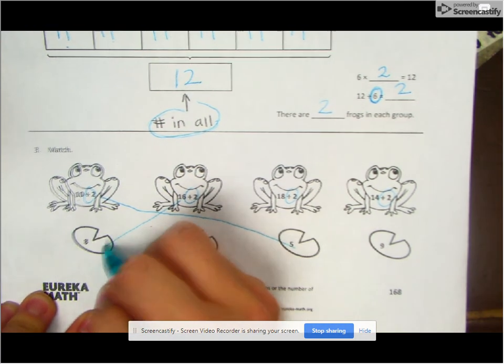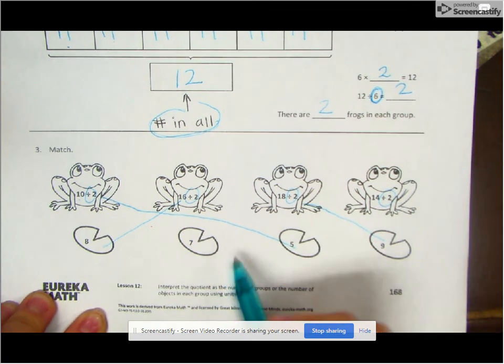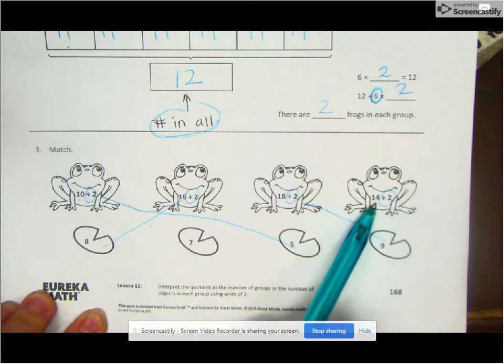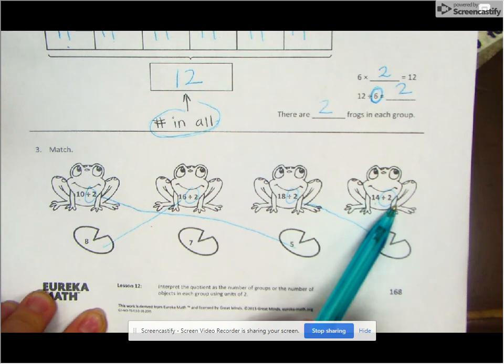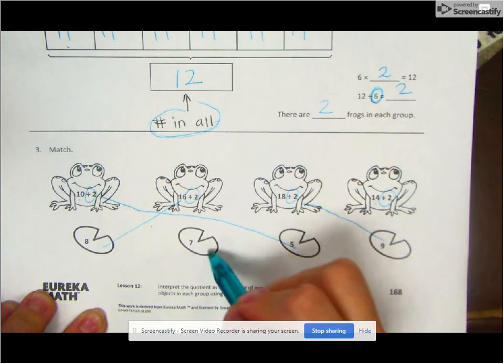So we did one just like this in class today and talked about how it connects to their knowledge of the doubles. So just, again, 14 is our biggest number. Split it in half. It has to be equal groups. 7 plus 7 will get you to 14. So 14 divided by 2 is 7.